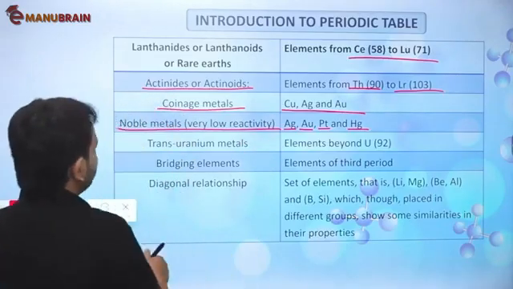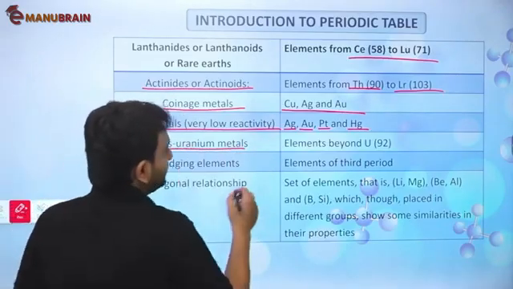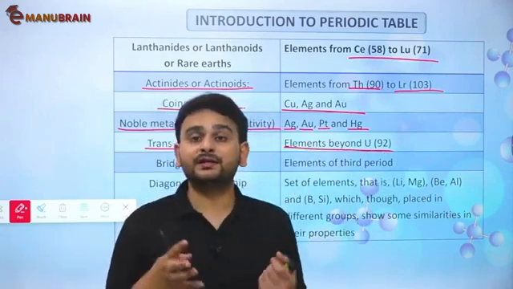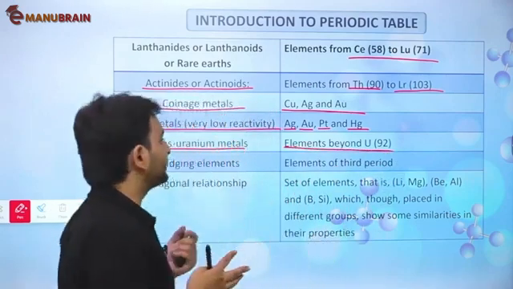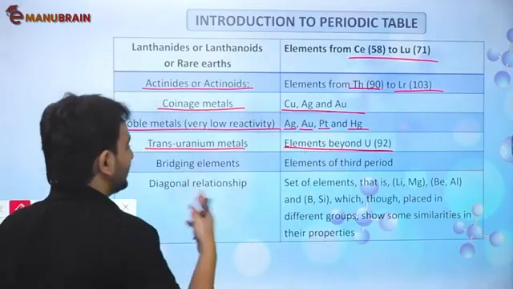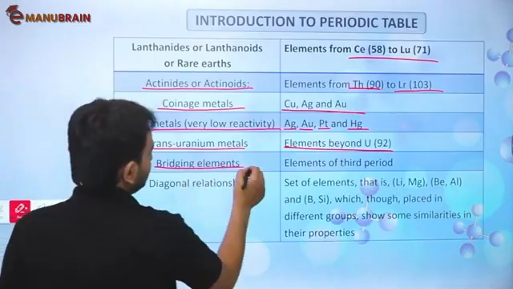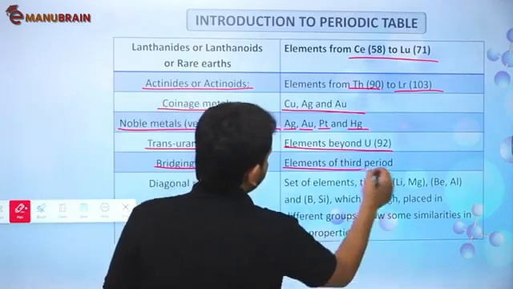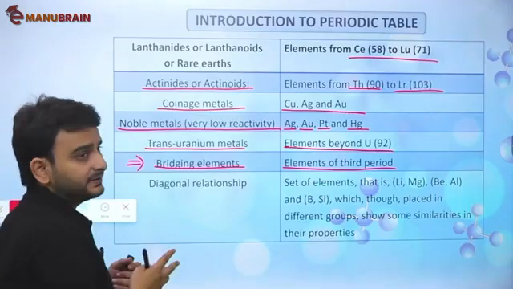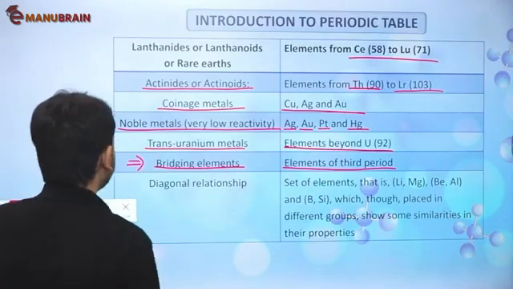All right. So then there are transuranium elements, elements beyond uranium 92, right? 92 is the atomic number of uranium, I told you, right? Radioactive element uranium, right? After that, all the elements are called transuranium elements, right? Then the bridging elements, which are the elements of the third period, guys, right? This is important. The bridging elements are the elements of the third period, right?